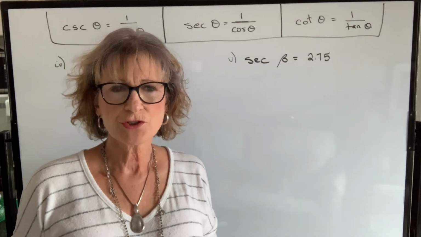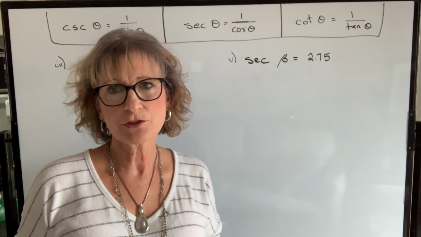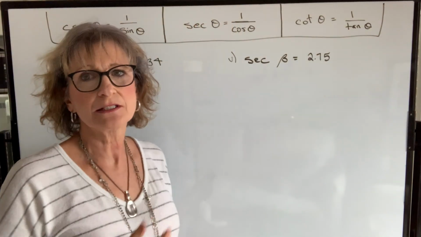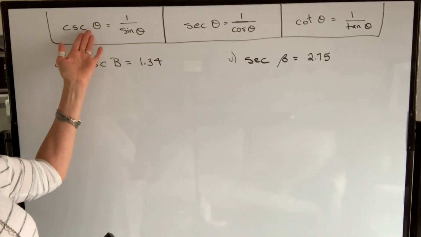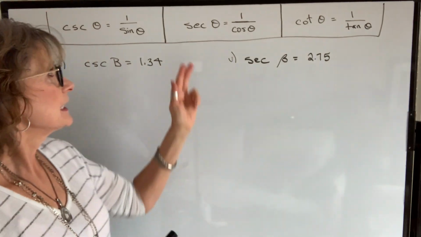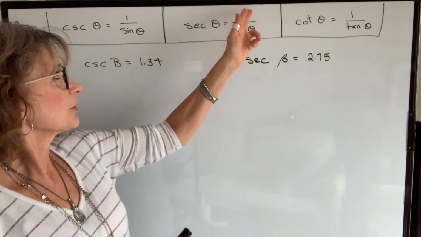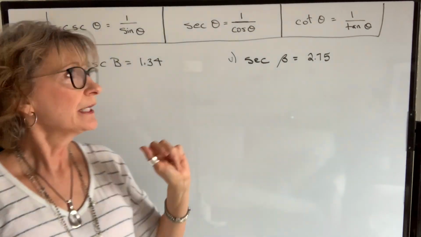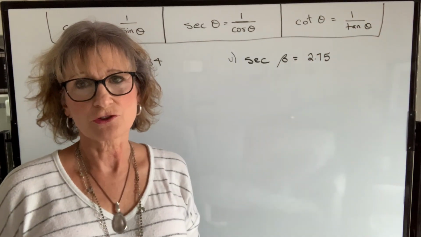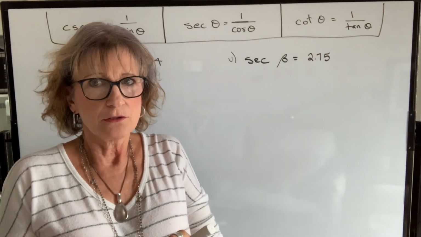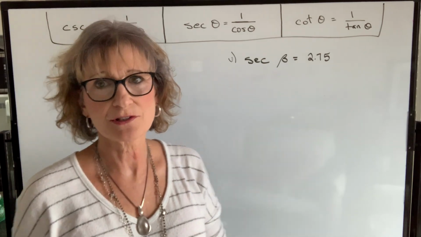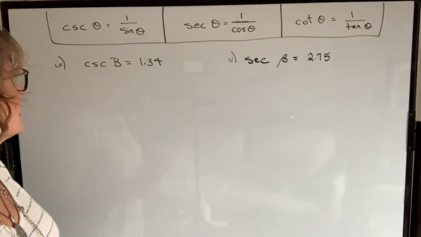When you're doing questions that involve the reciprocal trig functions, it's probably a good idea to have this reference handy. Remember that cosecant of an angle is the reciprocal of the sine function. Secant of an angle is the reciprocal of the cosine of that function. And cotangent is the reciprocal of the tangent function. So know those, because we're going to use those when we're finding the inverse trig functions with our reciprocal functions.